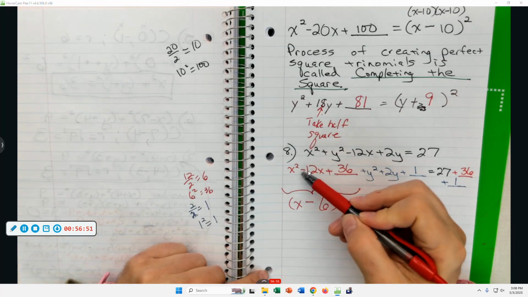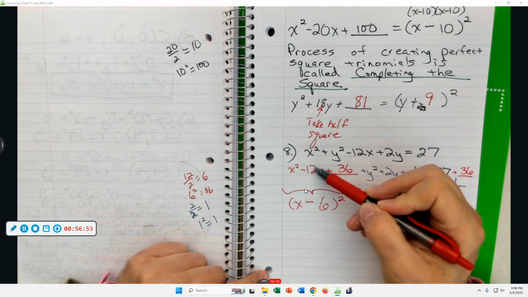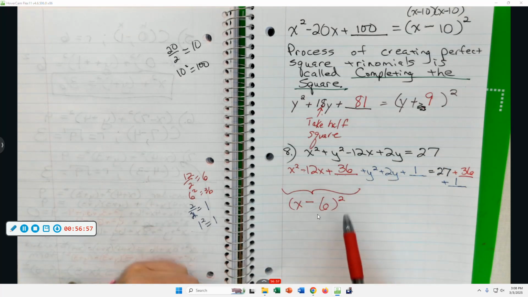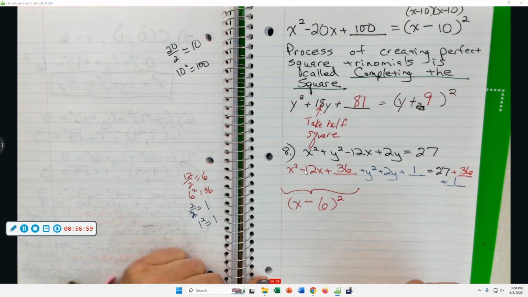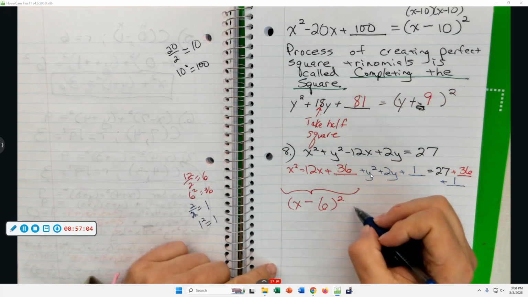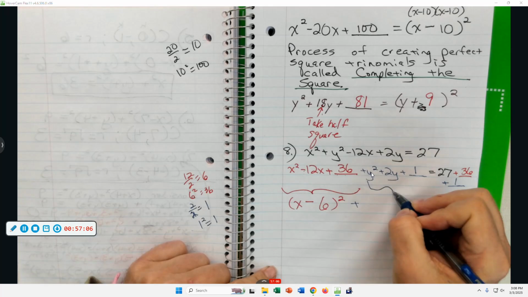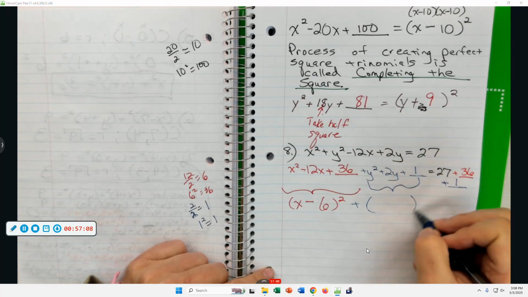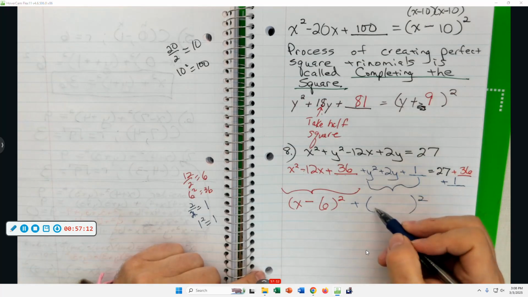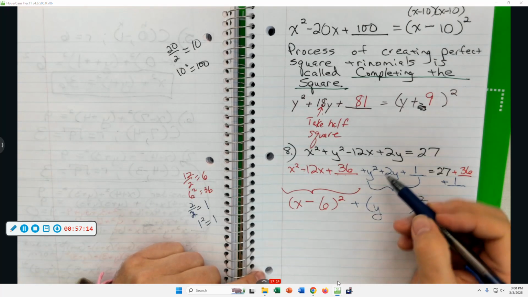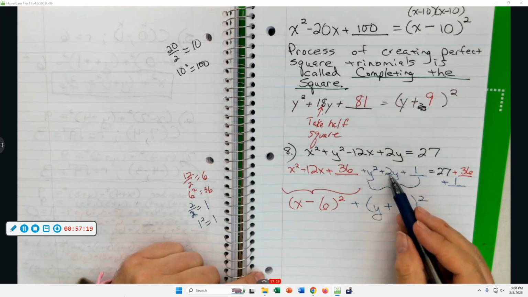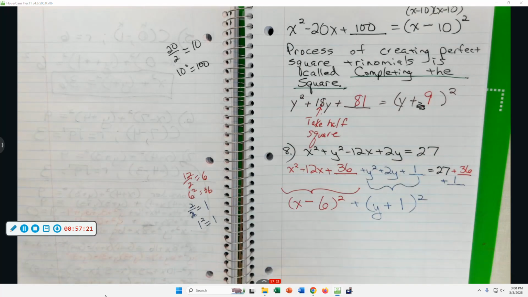Variable, whatever that first sign is, half of that number. So (x - 6) quantity squared would FOIL back to give you x squared minus 12x plus 36. Now let's do the y terms. How will they factor? They're going to factor as a quantity squared. Variable y, sign plus, half of that number was 1.